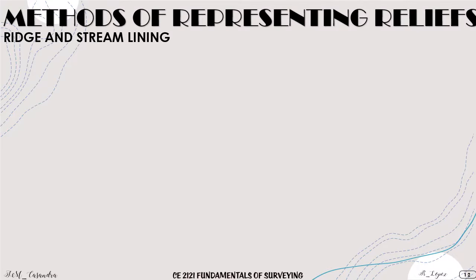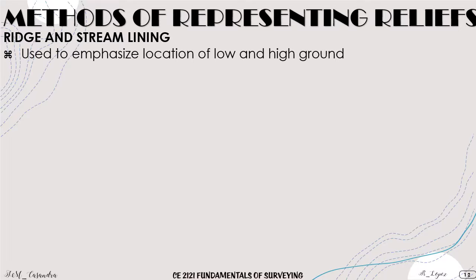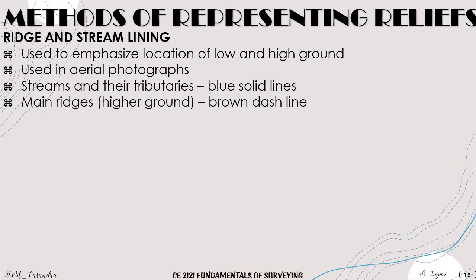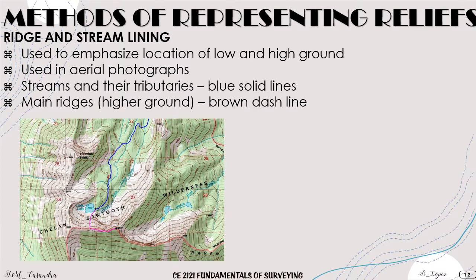So we have ridge and streamlining. This is used to emphasize location of low and high ground. This is used in aerial photographs. Streams and their tributaries would be represented by blue solid lines, and the main ridges or the higher ground would be represented by brown dashed lines. For this given contour, we have here our stream or our river, and then this brown line, reddish or brownish line, represents the ridge of your mountains.